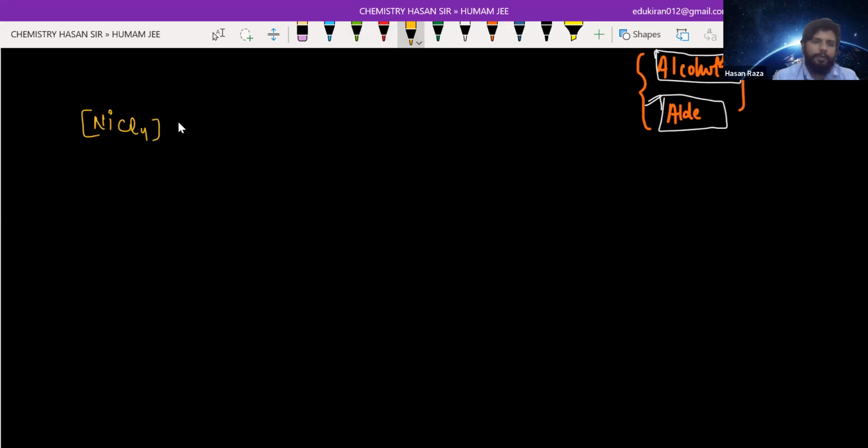[NiCl4] raised to the power -2. [Ni(CN)4] raised to the power -2. Write the name of all this.